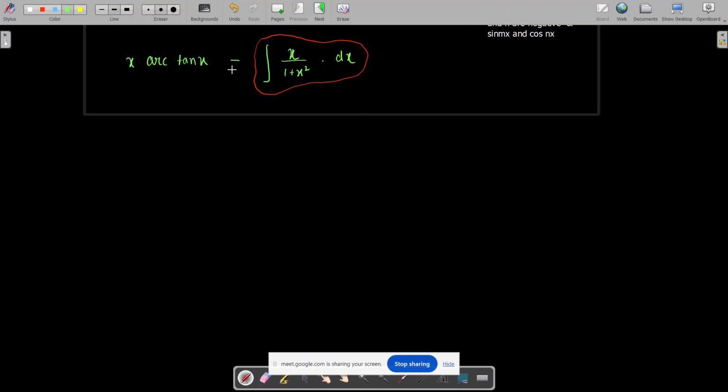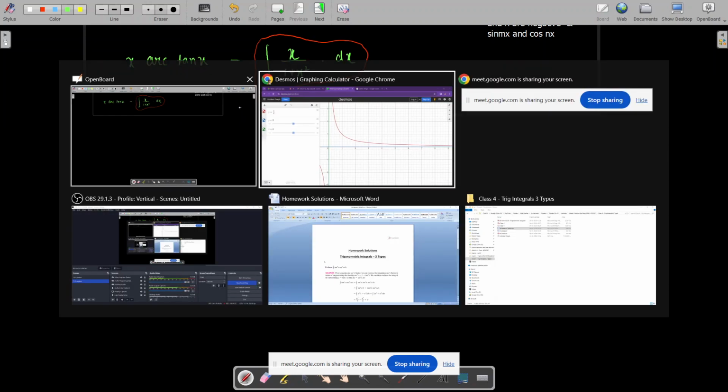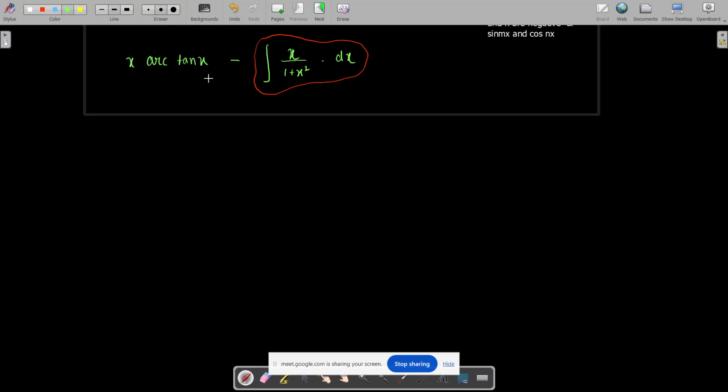Think about substitution. Can we do any substitution? The ones we learned: u substitution, trig substitution. In this case, you can use u substitution because you have x and 1. You could say u is equal to 1 plus x squared. So we will do the substitution: 1 plus x squared equals u.